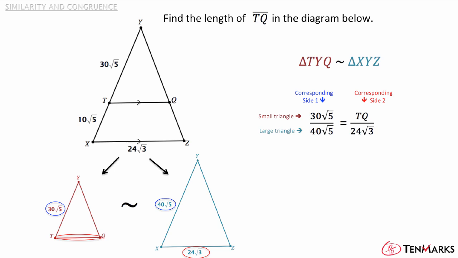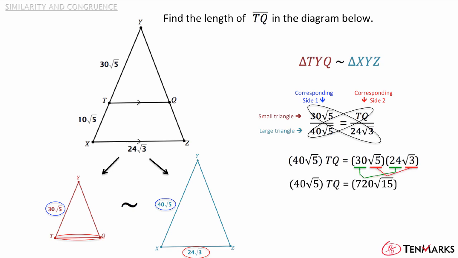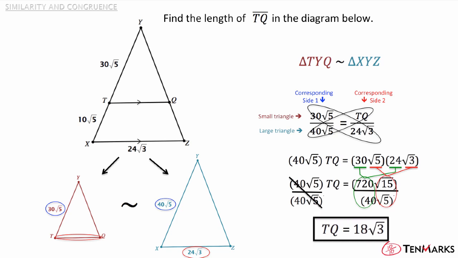To solve the problem, cross-multiply. Remember that when you multiply numbers with radicals, find the product of the number in front of the radical and then find the product of the number under the radical and leave it under the radical. Divide both sides by 40 square root of 5. Divide the numbers in front of the radicals by each other and then divide what's under the radical and leave it under the radical. To solve for our missing length, TQ is equal to 18 square root of 3.